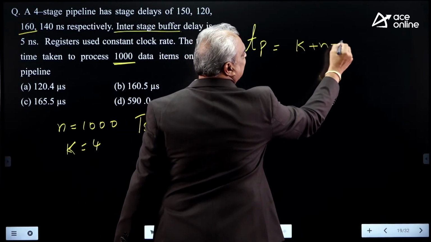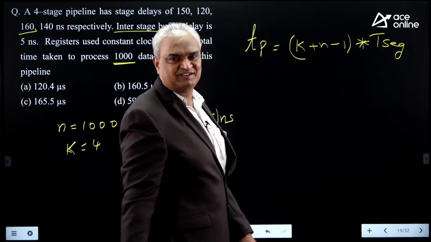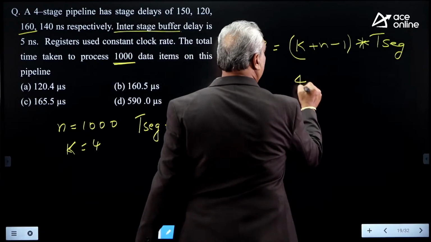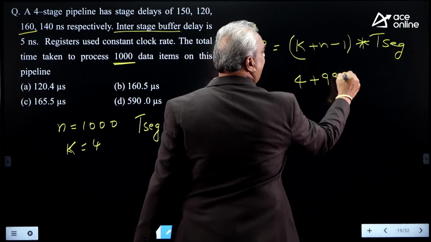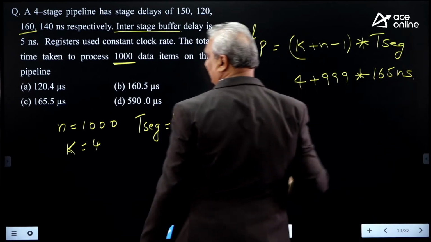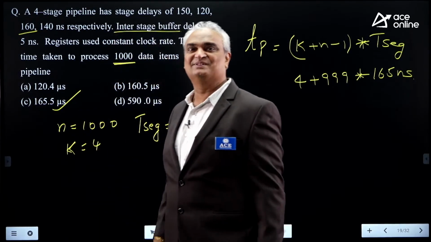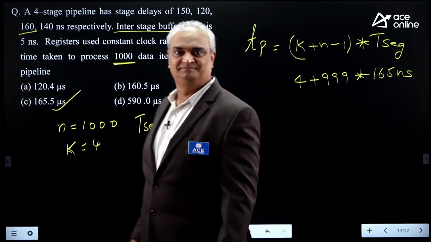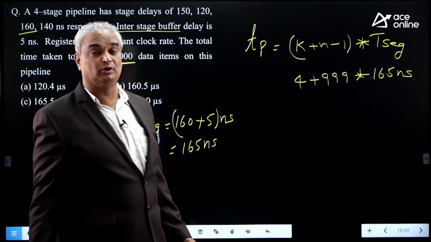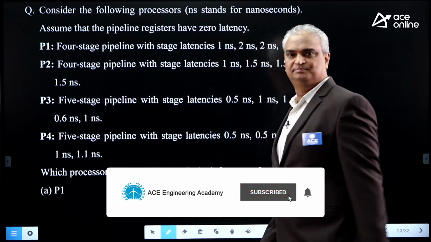What about the total time needed? K plus n minus 1 into t segment. What is K? Number of segments. What is n? Number of instructions to be executed. So 4 plus 999 into 165 nanoseconds. Finally we get 165.5 microseconds. Correct option C. A similar type of question was given in GATE 2021 also. Next. Excellent concept it is.